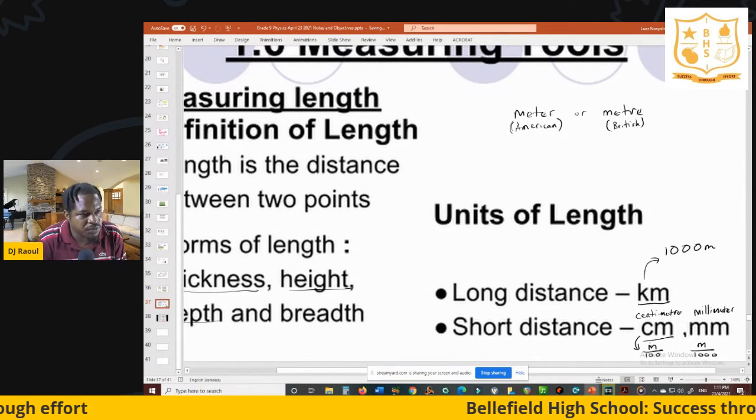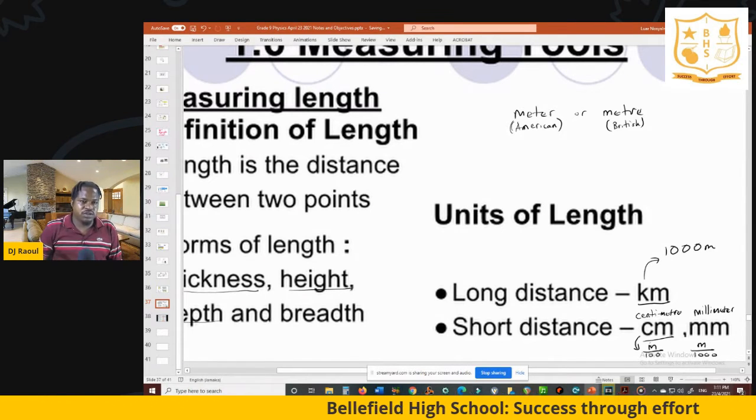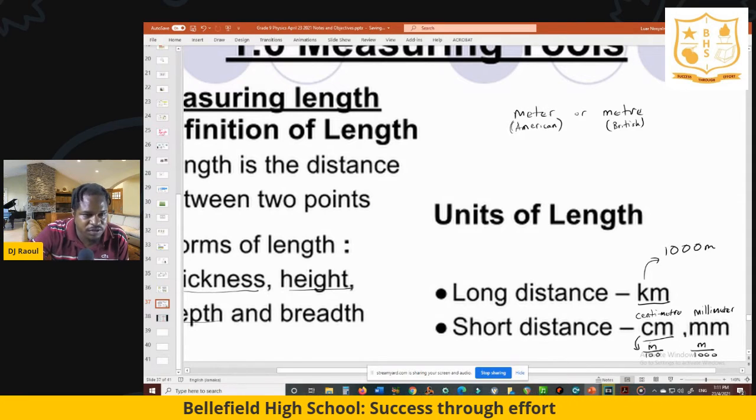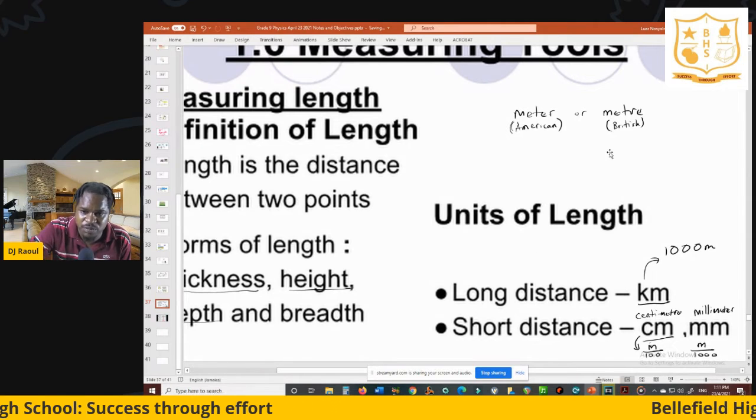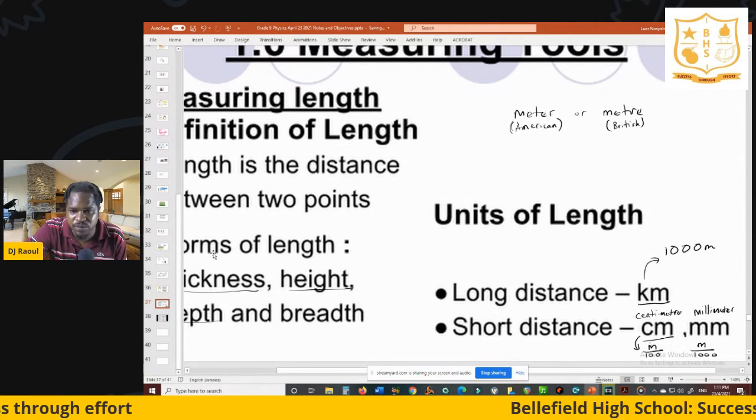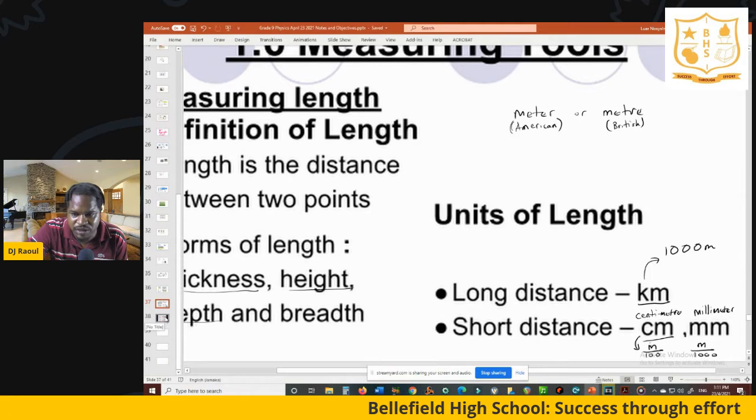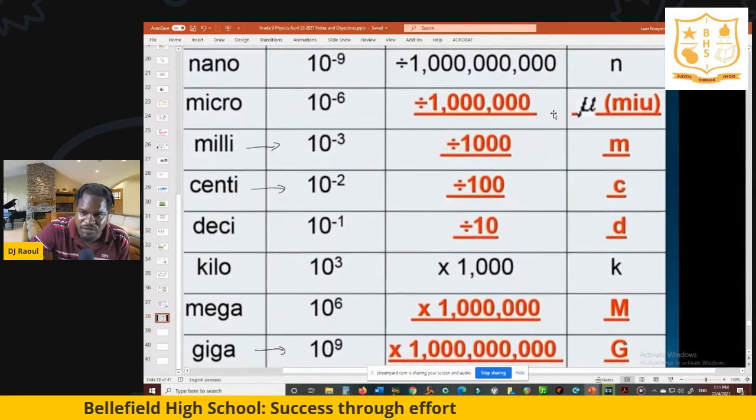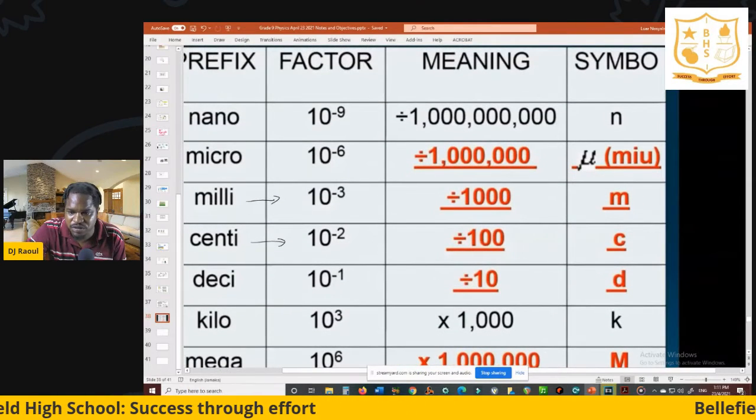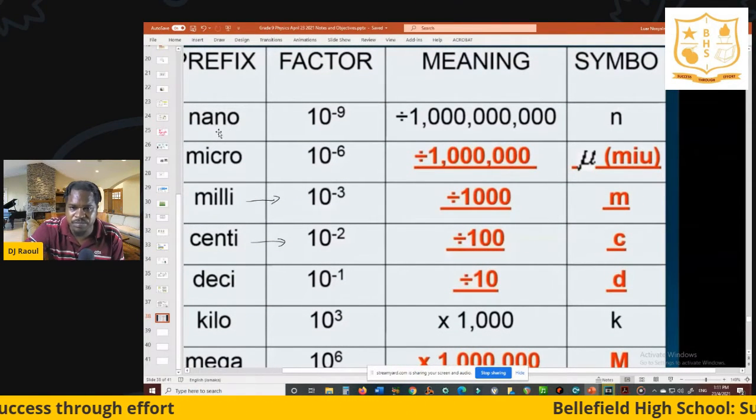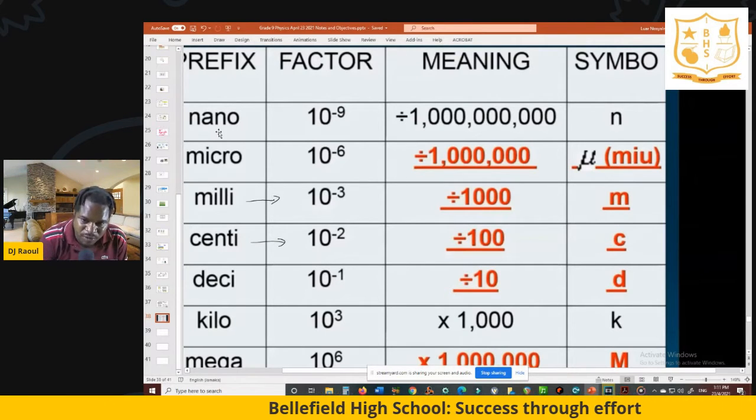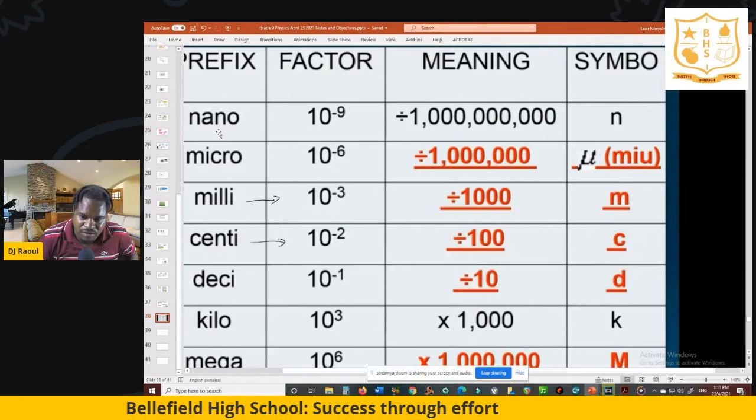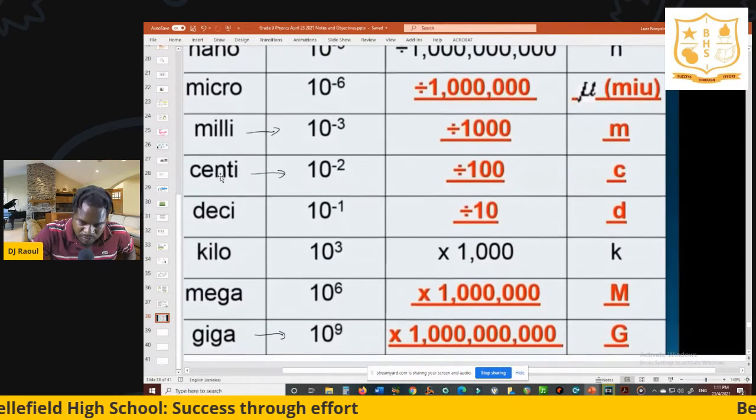All right, guys. So that's it. With that said, I don't know if you have any questions, but at grade 9 level, we want you to get a good understanding of the SI unit here. And the last thing before we leave is the prefixes that we use here: the nano, the micro, the milli, the centi, the deci, the kilo, the mega, and of course the giga.